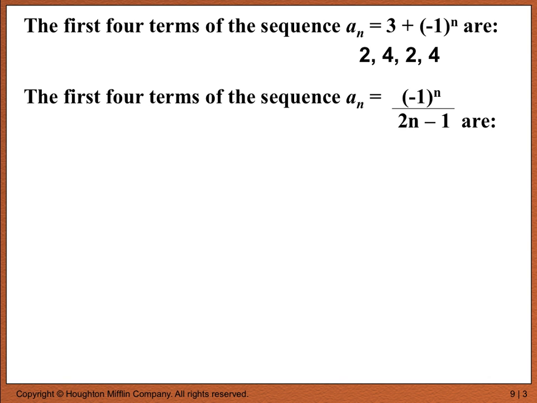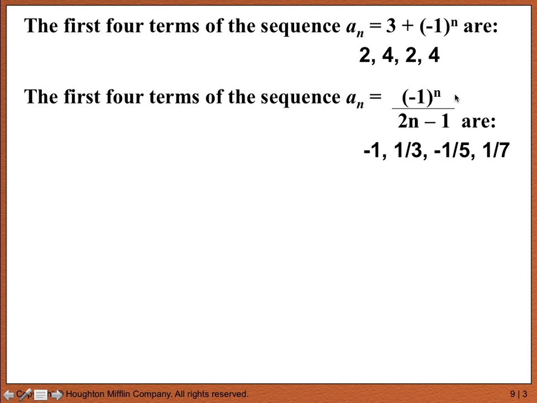The first four terms of the sequence a sub n equals (-1)^n over 2n minus 1 are... and again, keeping in mind that the value of n refers to which number term you're talking about, you should pause the video and do the first four terms on your own. Then resume when you have them. And the answer is -1, 1/3, -1/5, 1/7.